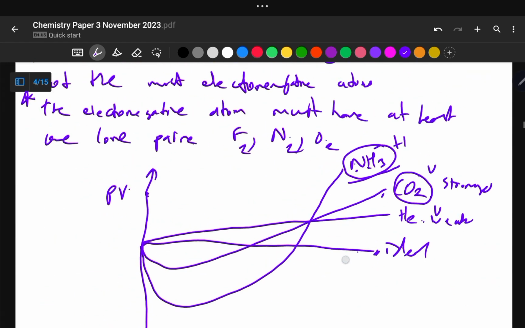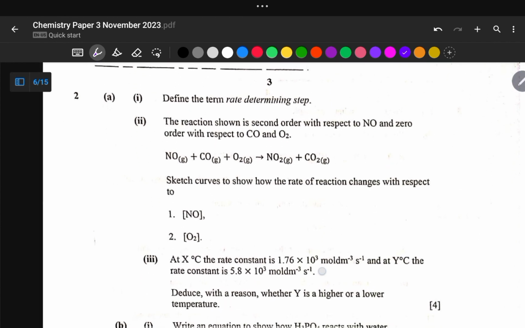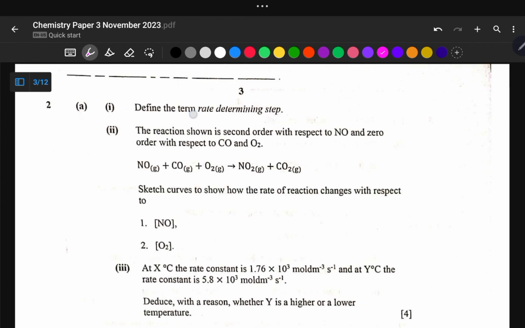So we are now moving on to the next part of the question, which is number 2. Number 2 says, define the term rate determining step. So this is reaction kinetics, right? The rate determining step is defined as the slowest step in a reaction mechanism which determines the overall rate of a reaction.